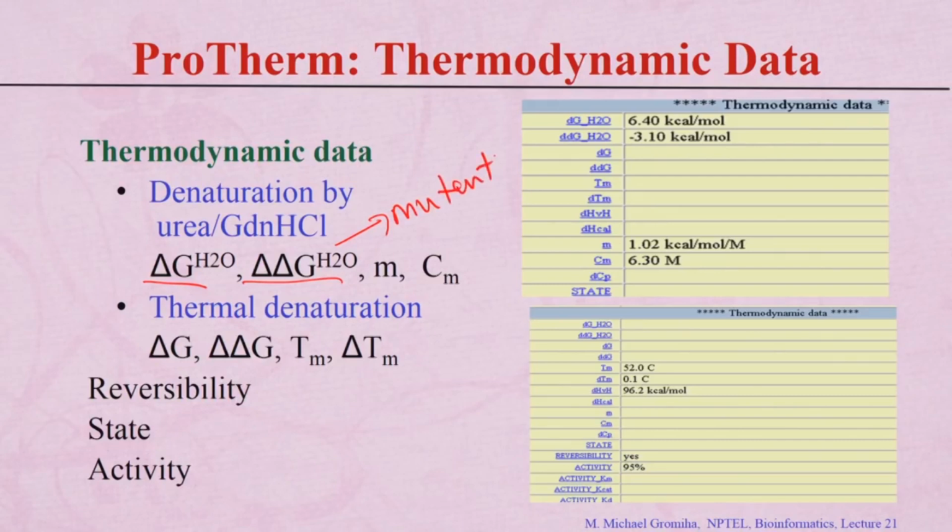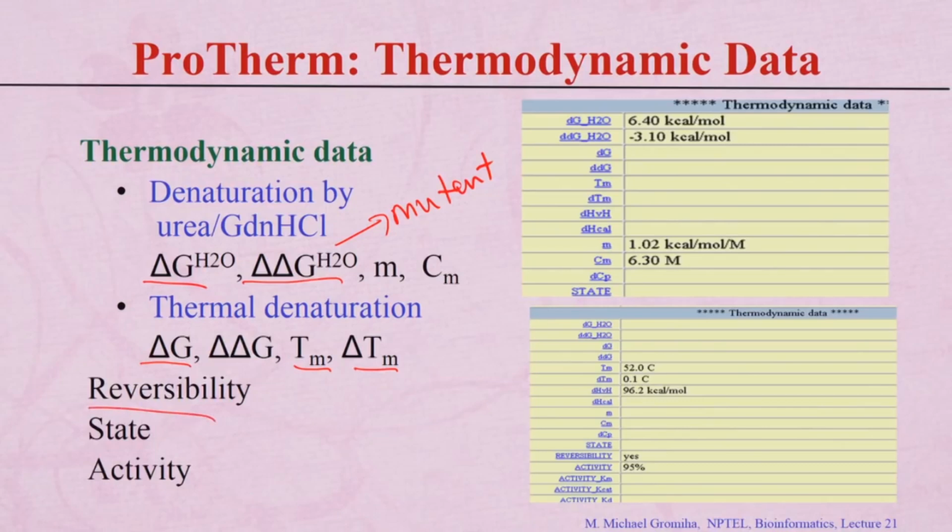When we extrapolate the data, we can get the slope and the midpoint of the concentration, we will get the M and Cm. Likewise, if you get thermal denaturation, you can get the Tm or the delta Tm, and still delta G. If you know the heat capacity and any particular temperature, you can get the delta G. Then the reversibility.